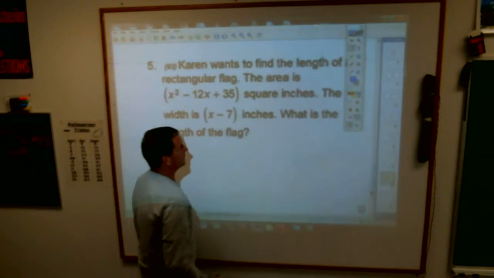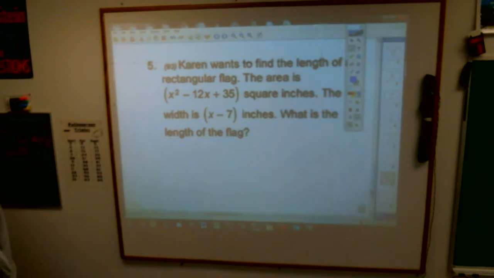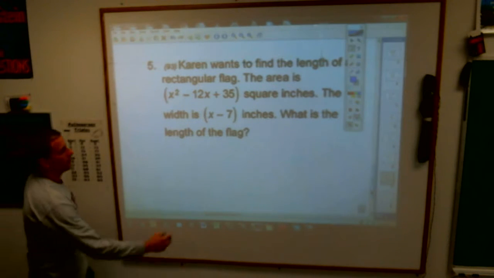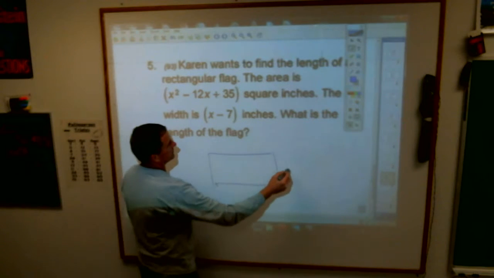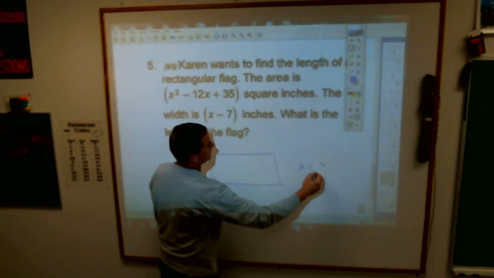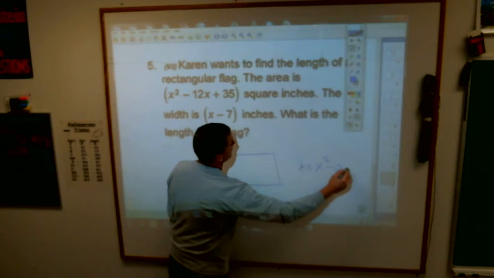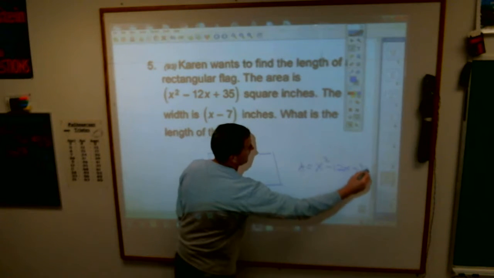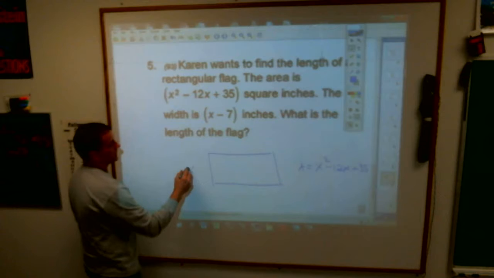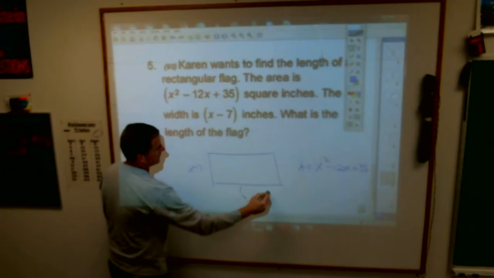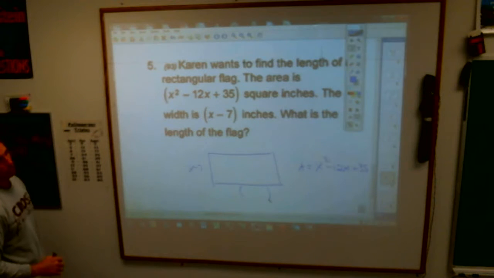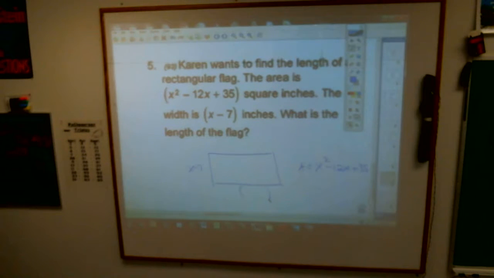Number 5. You draw the little rectangle. You know its area is x squared minus 12x plus 35. And you know one side is x minus 7. You are looking for what this other side will be. There are 2 different ways you can do this. One will probably be a lot easier than the other.